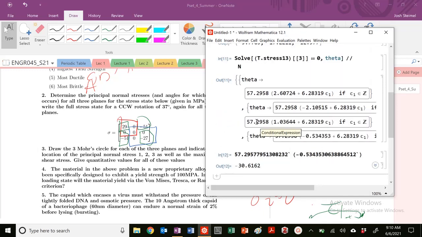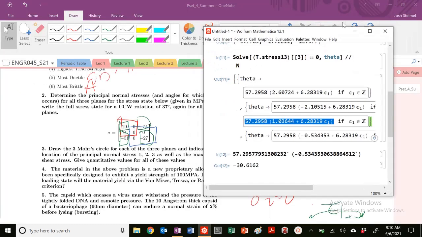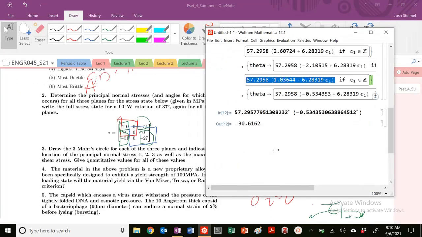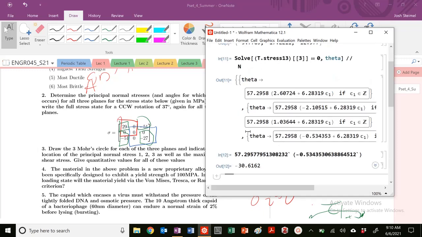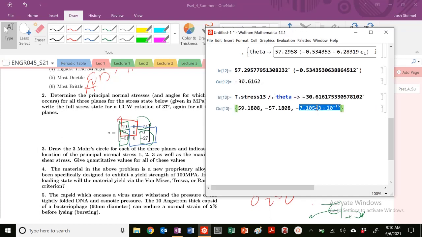You could do this, again, and you get 4 values because of circular symmetry. Actually, let's use exactly this one right here. So that's my angle here. If I plug that in, let's go ahead and do that. So T dot stress 1, 3 /. theta goes to minus 30. And you see our shear stress is 0.